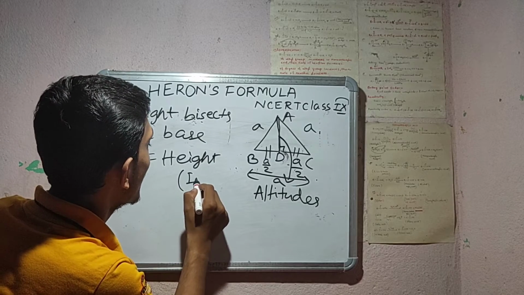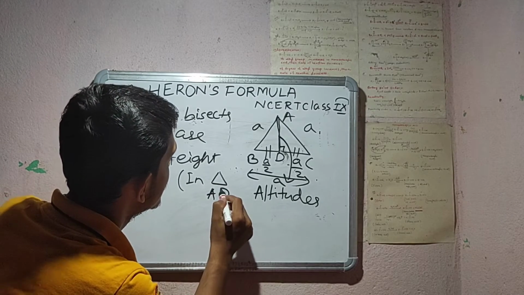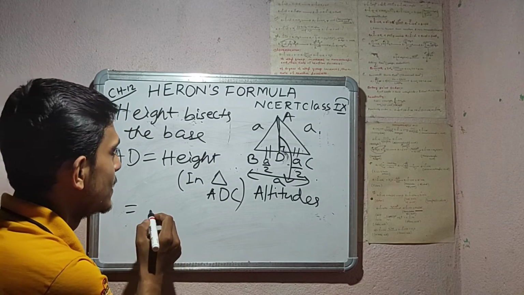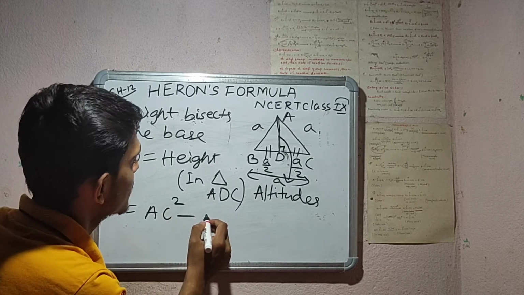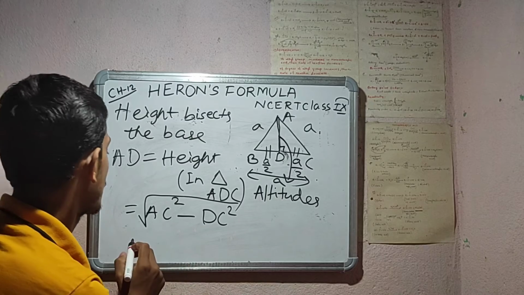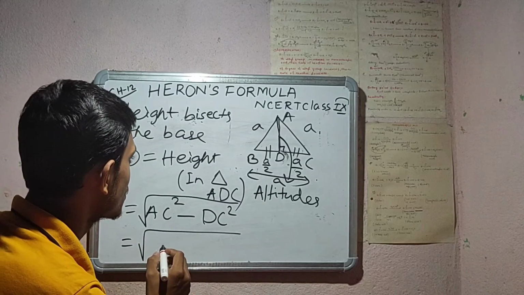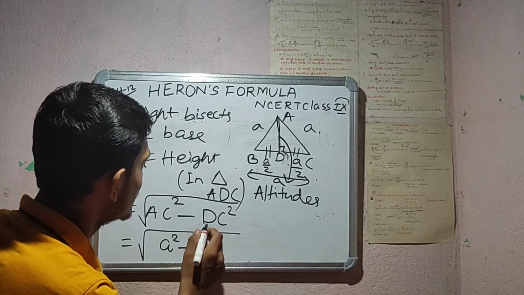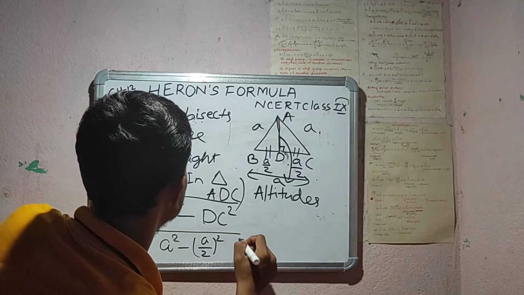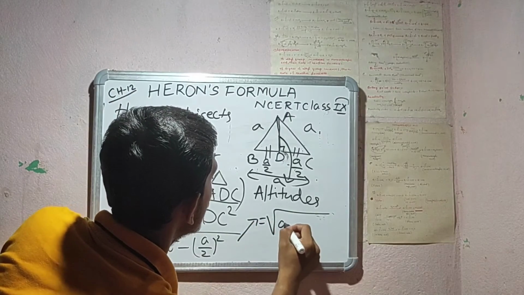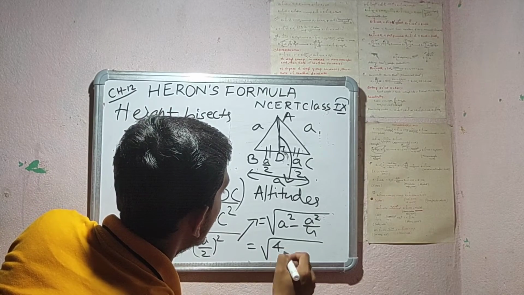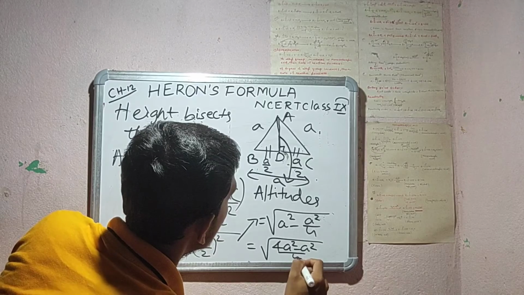From triangle ADC. Okay, this is a right angle triangle. You can easily find AD. That is the square root of AC square minus DC square. Okay, so AC square is how much? That is A square minus DC square, which is A upon 2 square. That is A square minus A square upon 4. That is 4A square minus A square upon 4.